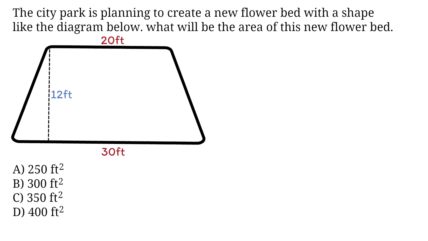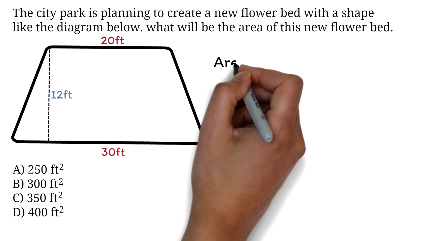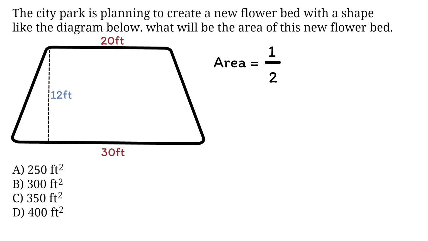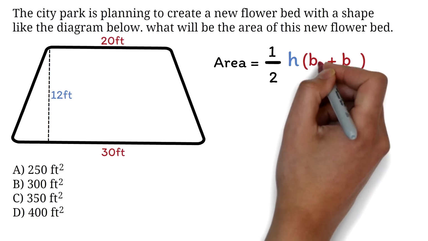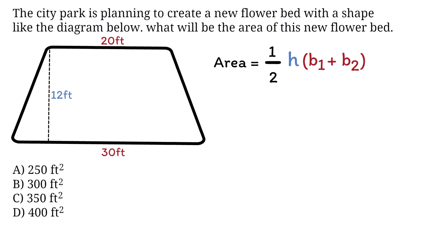This is a trapezoid. The area of a trapezoid is equal to half the height, h, multiplied by the sum of the lengths of its two parallel bases, b1 and b2. The height is the perpendicular distance between the two bases. This formula will be given to you on the GED, so nothing to memorize.